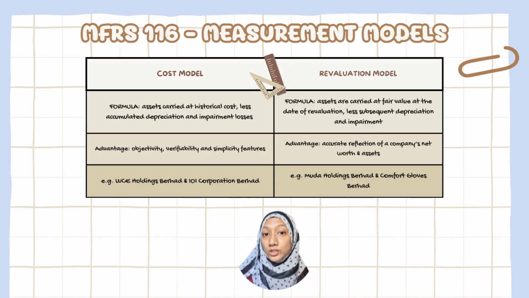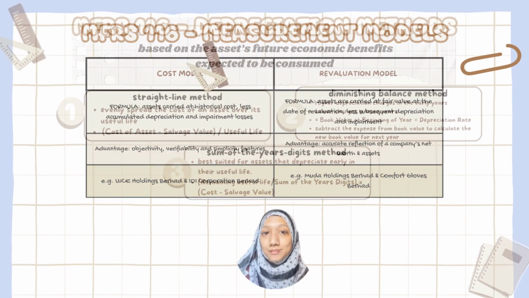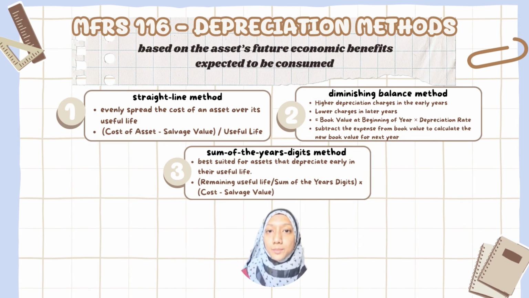Meanwhile, the revaluation model measures assets at fair value, providing a more realistic view of the company's worth, especially when asset values have increased, as seen in Muda Holdings Berhad and Comfort Gloves Berhad. MFRS 116 also allows management to choose suitable depreciation methods based on how the assets generate economic benefits.